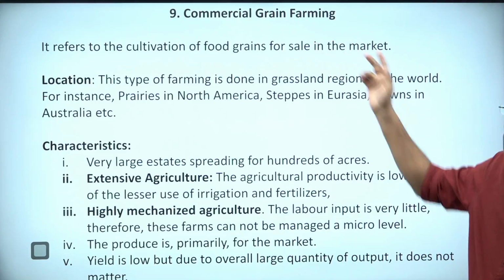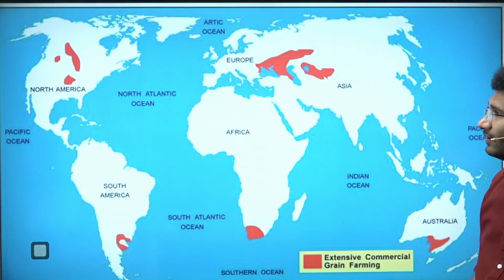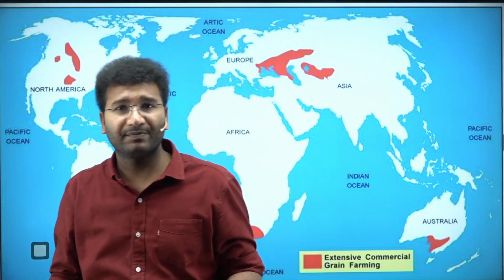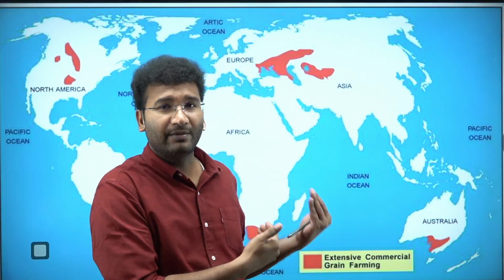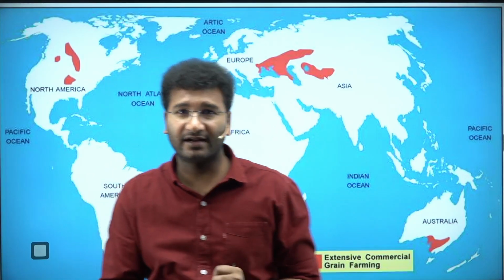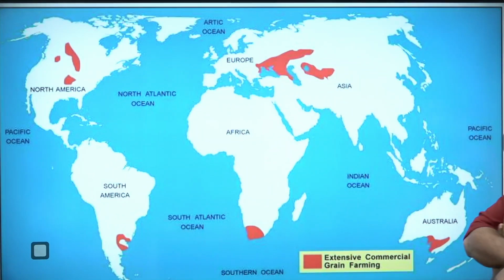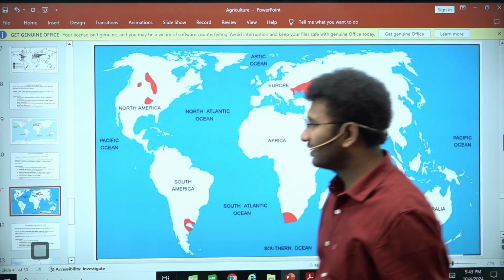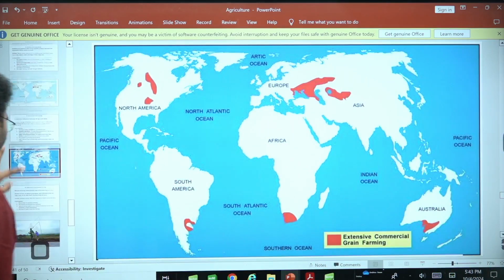The next is commercial grain farming. See, commercial grain farming is nothing but large scale cultivation. Where there are steppe grasslands, this is grown, if water is available. If you have good water availability, you'll go for this, right? So these are the areas where, wherever you find grasslands, you're going to grow this type. And this entire chapter of agriculture only talks about these kinds of farming and agriculture, right?